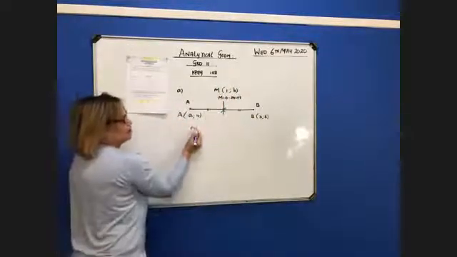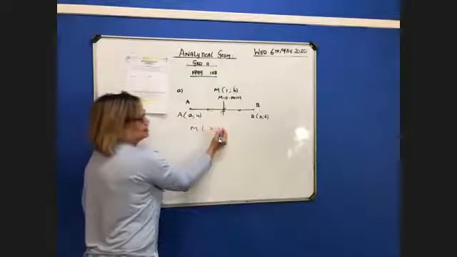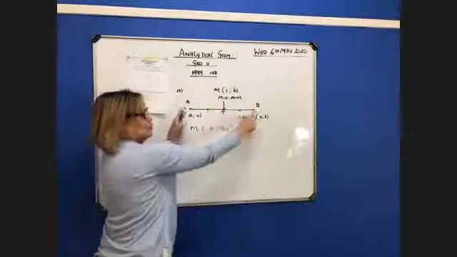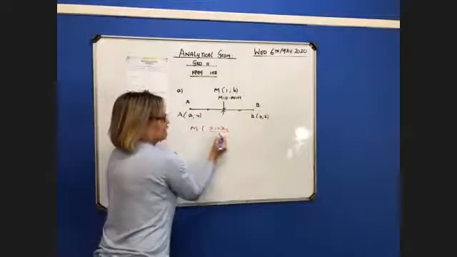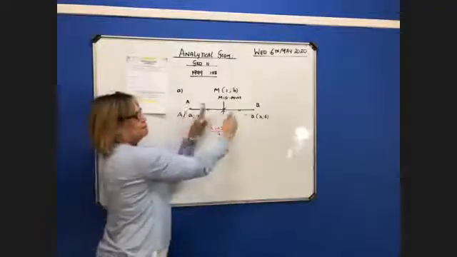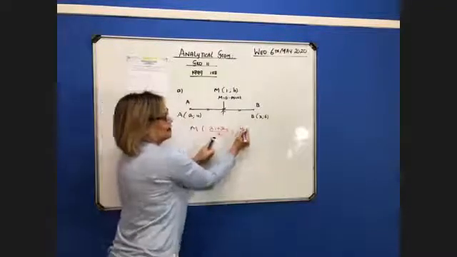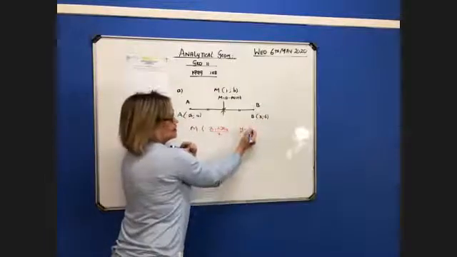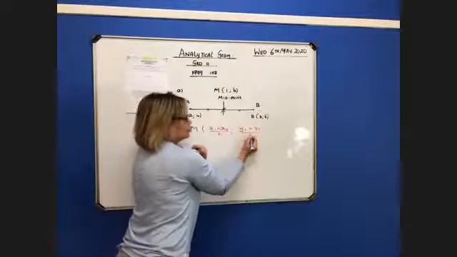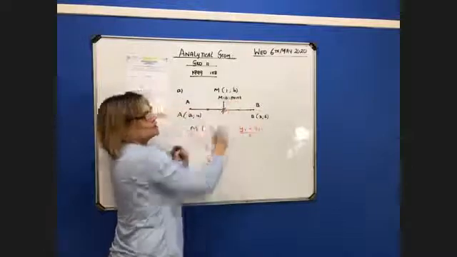So your formula, do you remember you add the 2 x's of your endpoints, and if you divide that by 2, you get the midpoint. Take the y values of the endpoints. If you add them, divide it by 2, you get the y of the midpoint.